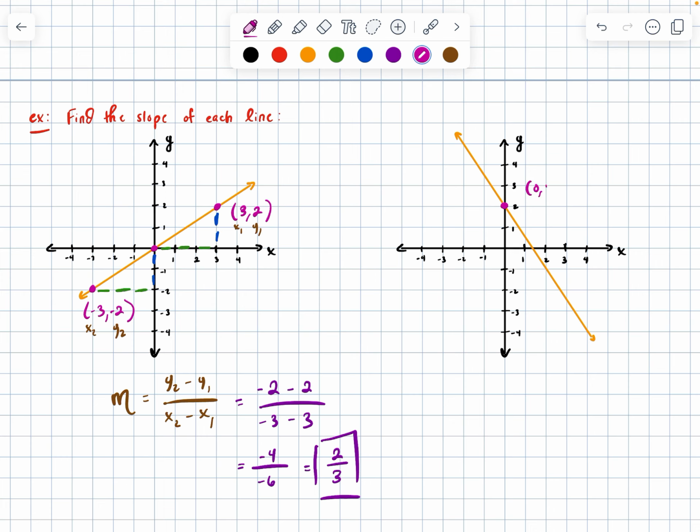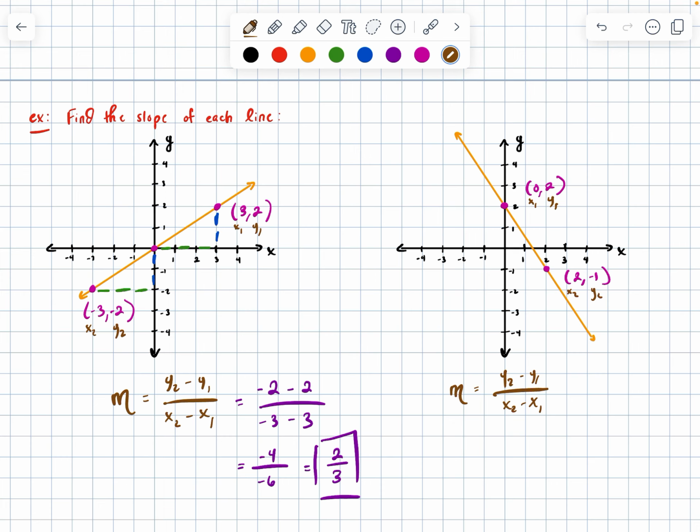For my second one, let's find some points. Well, the first 2 points that I notice, I've got one right here on the y-axis. This guy's coordinate would be (0, 2). And I've got one right here below the x-axis. This guy's coordinate would be (2, -1). Again, using my slope formula, I know if I take the difference of the y values and divide it by the difference of the x values, then I should be able to find my slope.